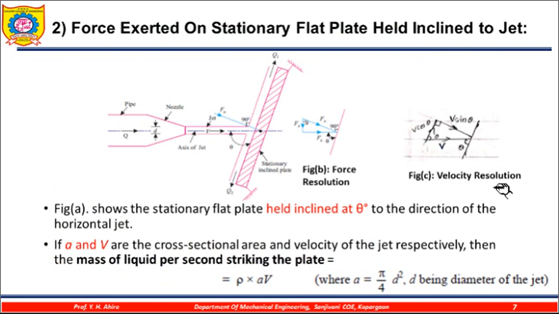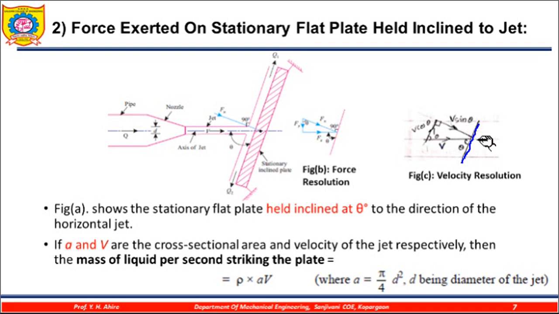It shows velocity resolution. Okay. So this inclined surface represents the plate. Here we have a plate inclined to the jet. The incoming jet has velocity capital V and inclination is theta, right? So what we have done now, we have resolved this velocity in a normal direction.